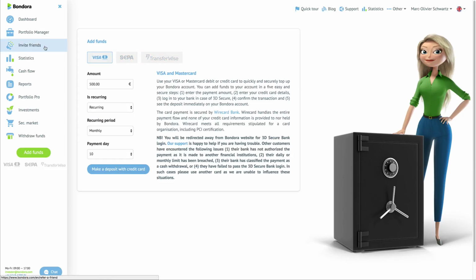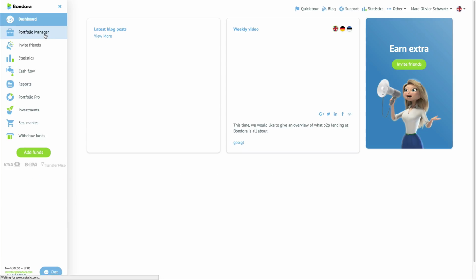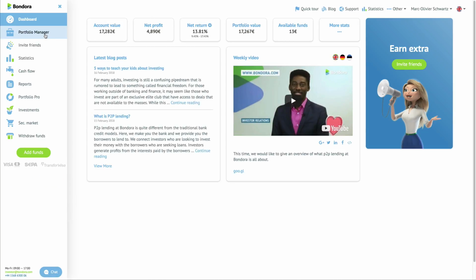So once you have some funds, you basically have two options on Bondora. Actually, you have four, but I will mainly tell you about two. On Bondora, you cannot directly invest manually on loans. That's a bit different compared to other platforms where you can invest manually. Here you have two main options. The first one, that I actually use on Bondora because it has given me good results, or what I consider to be good results, is the portfolio manager.